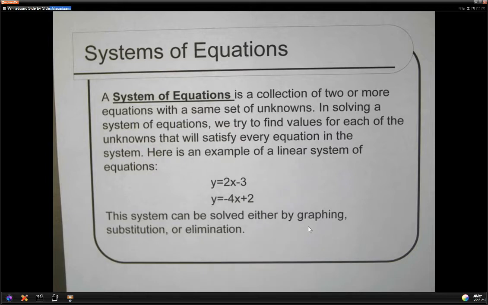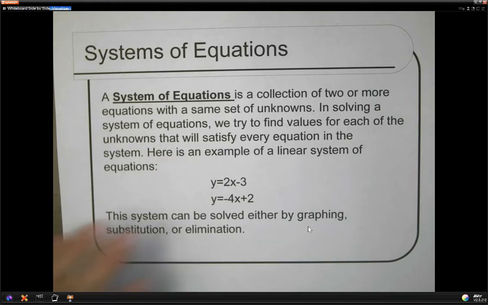A system of equations is a collection of two or more equations with the same set of unknowns. In solving a system of equations, we try to find values for each of the unknowns that will satisfy every equation in the system. Here is an example of a linear system of equations. This system can be solved either by graphing, substitution, or elimination.